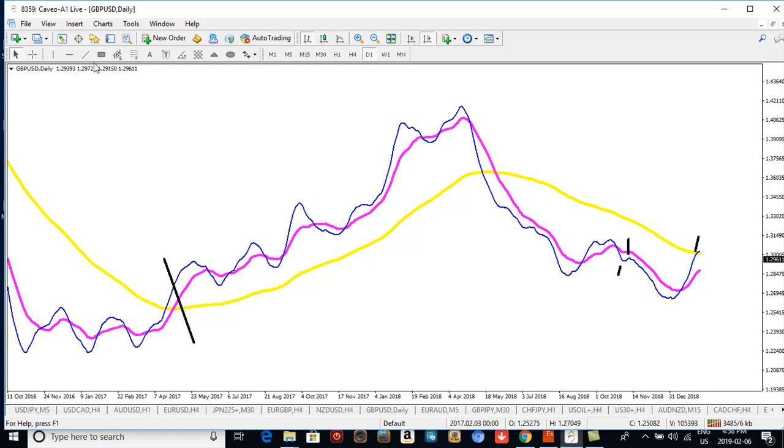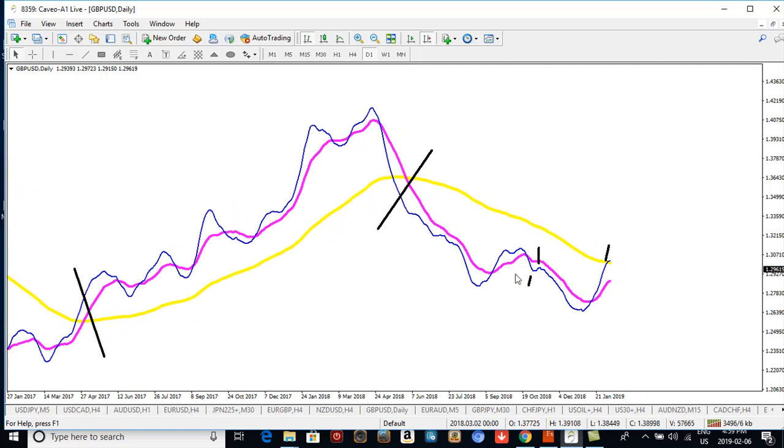Okay, that was for a sell. Like here, this is a perfect sell. Blue, pink, yellow. So you have the blue down, then you have the pink, you have the yellow. If the blue is in the middle, you can't go short because it means the recent price is going up.